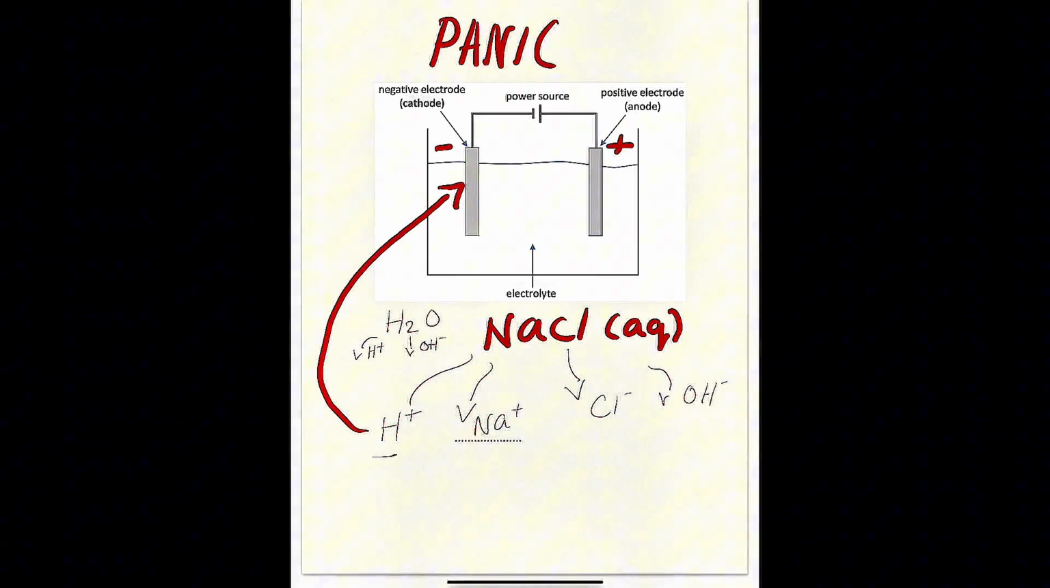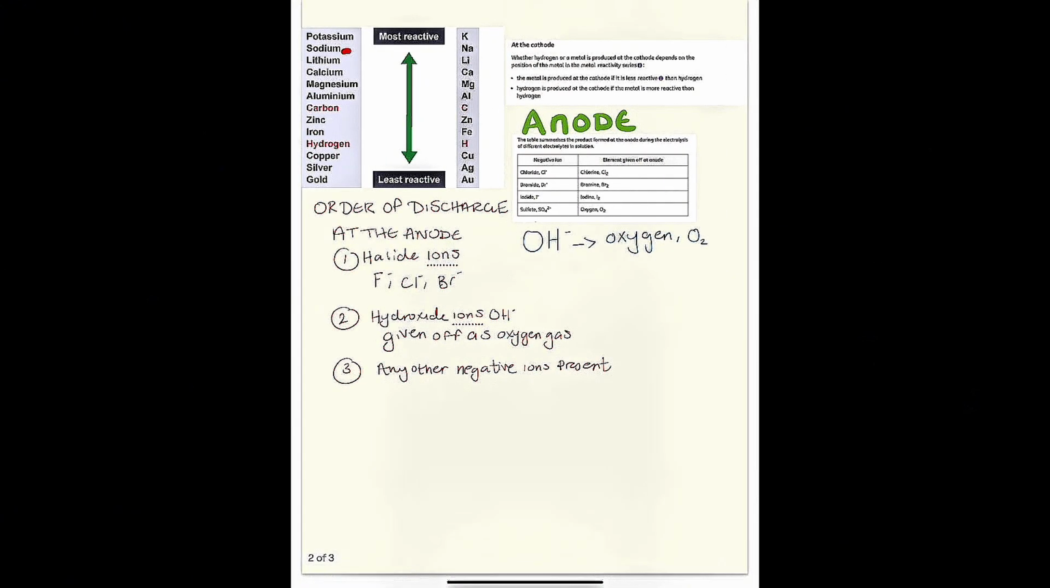Now, we're going to look at the anode. So which one is going to be made at the anode? Is it going to be chlorine or is it going to be hydroxide ions? There is a rule at the anode as well.